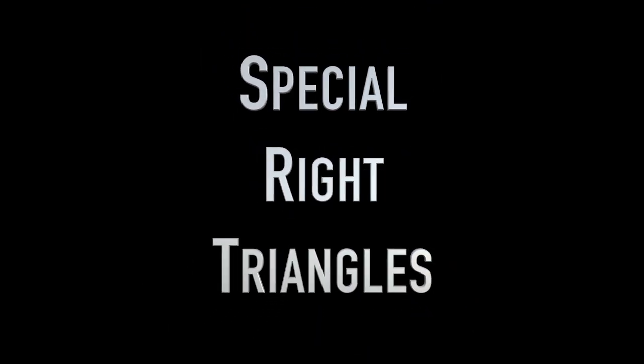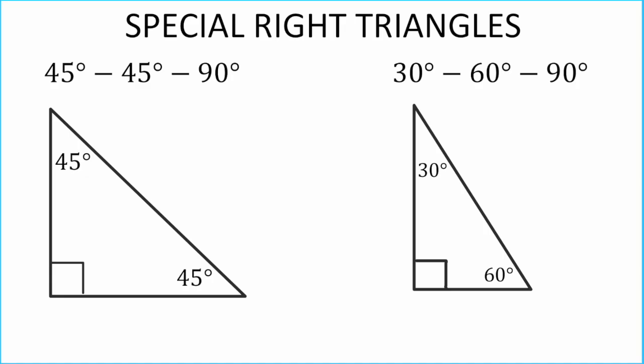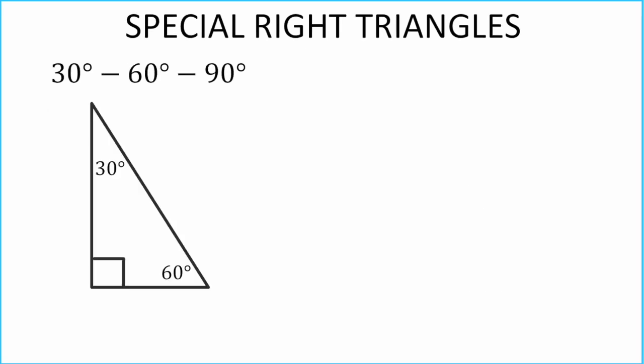In this video, we're going to be taking a look at special right triangles. Special right triangles have patterns that we can follow to find missing sides, so we don't actually have to rely on SOHCAHTOA. There's two types, a 45-45-90 and a 30-60-90. In this video, we'll be looking at the 30-60-90 special right triangle. In a previous video, we already looked at the 45-45-90 pattern. So let's take a look at our 30-60-90.